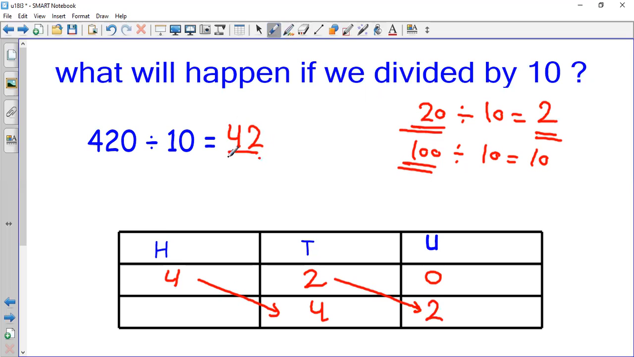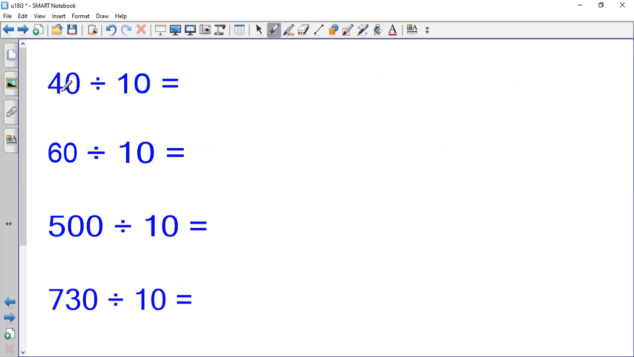So what happened when I divided by 10? Each digit became 10 times smaller. In abbreviation, I can say that when I divide by 10, I cancel the 0. Let's apply.